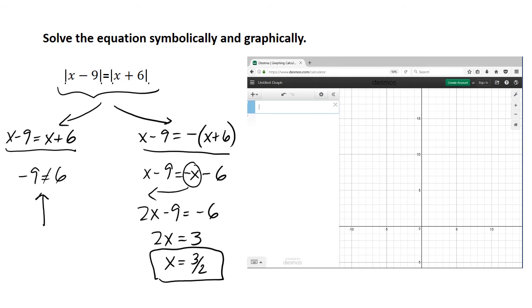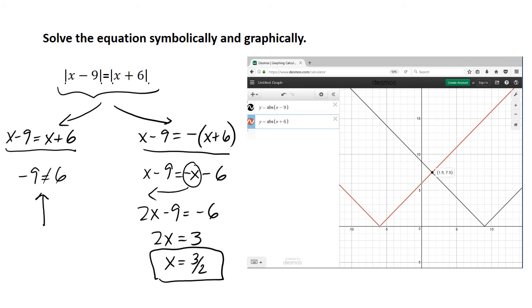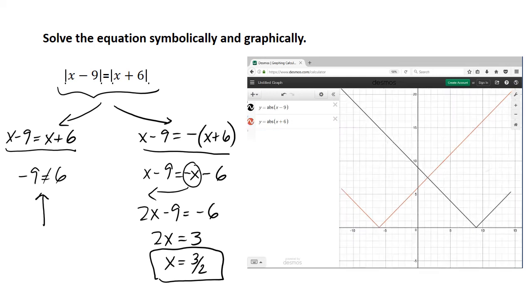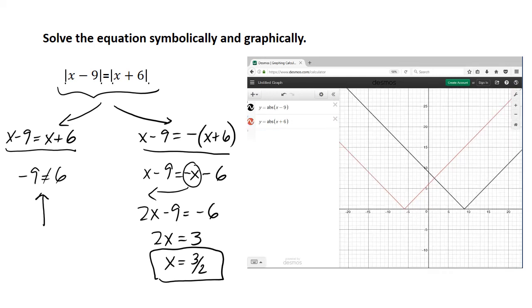Remember, the left side was y equals the absolute value of x minus 9. The right side was the absolute value of x plus 6. So we get two V-shaped graphs here, and we can definitely see one intersection right there at 1.5, which matches the solution we got earlier, because remember the solution we got was 3/2.